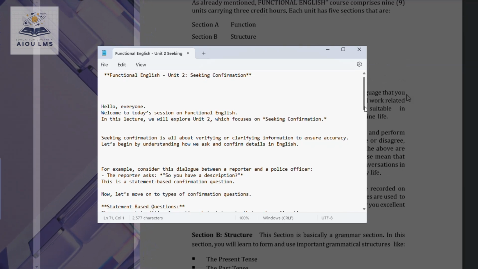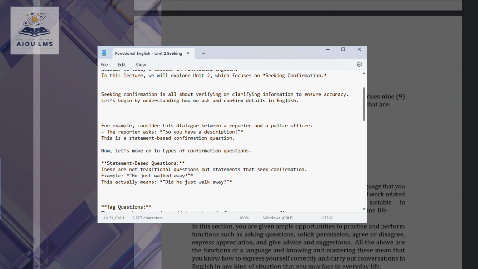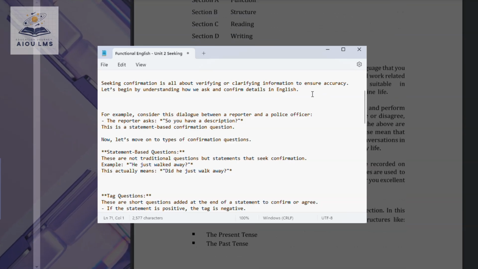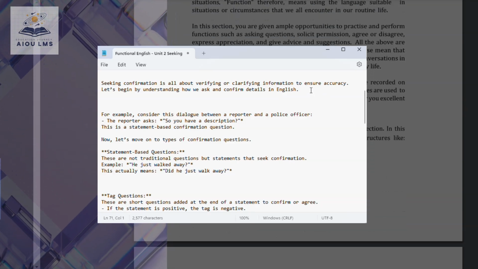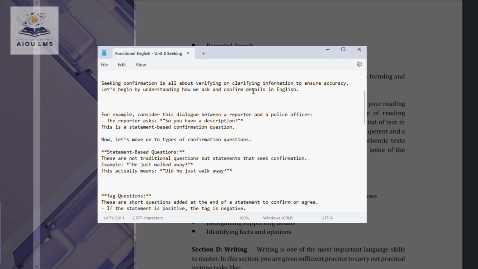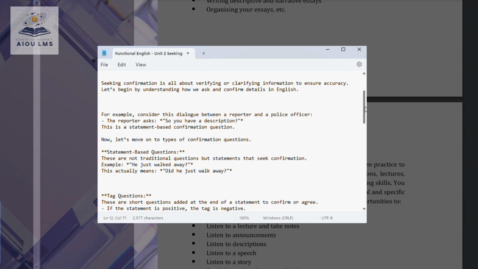In this lecture, we will explore Unit 2, which focuses on seeking confirmation. Seeking confirmation is all about verifying or clarifying information to ensure accuracy. Let's begin by understanding how we ask and confirm details in English.